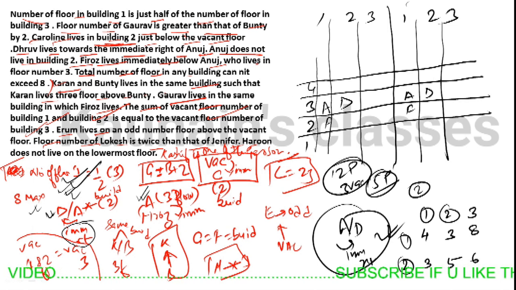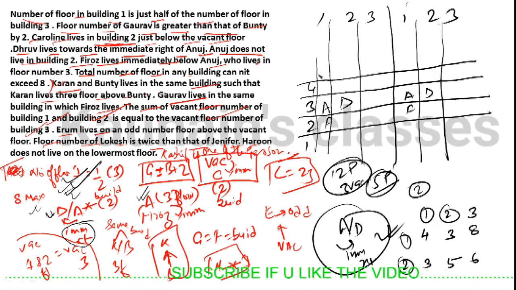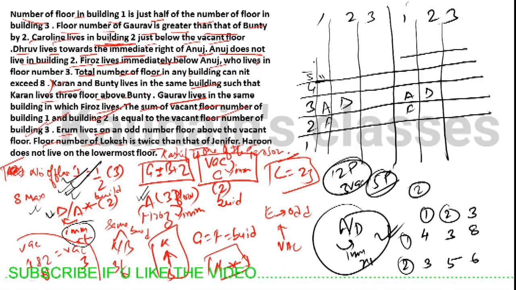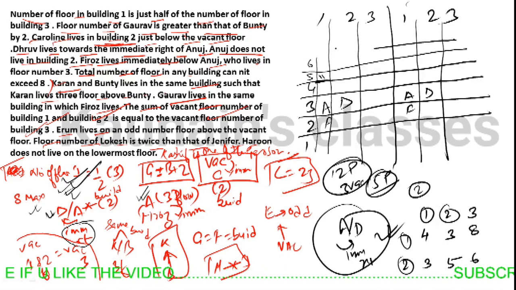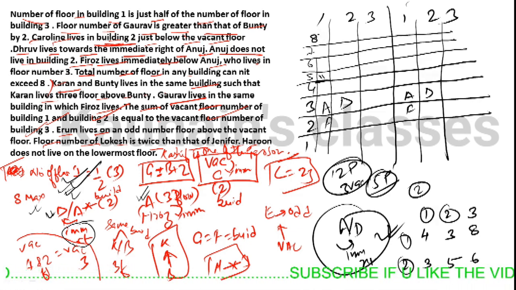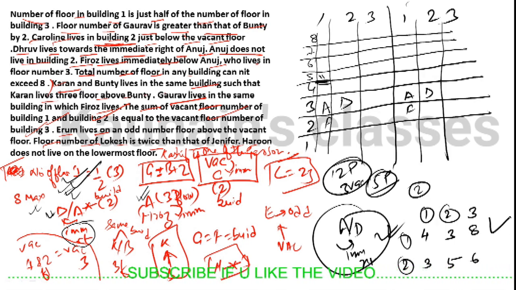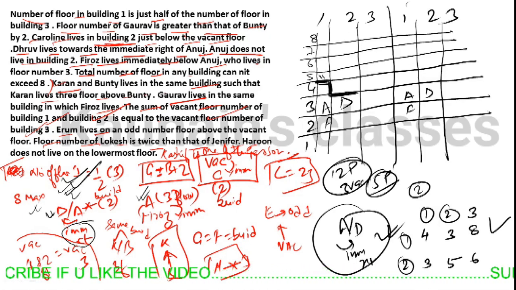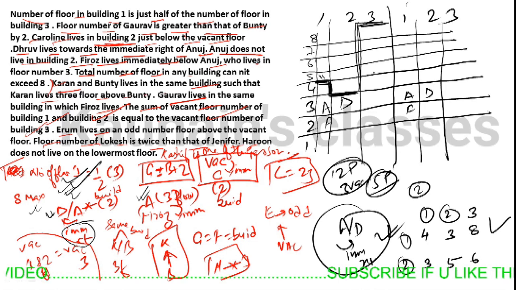Okay, so we know the number of floors. So in the first case A has 4 floors. Let's mark it: 5, 6, 7, and that's 8. Okay, so coming to case number 1, A has 4 floors, B has 3 floors, and E has 8 floors. According to case number 2, A has 3 floors.